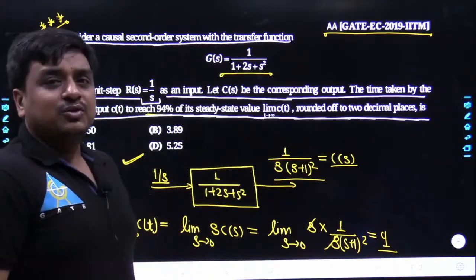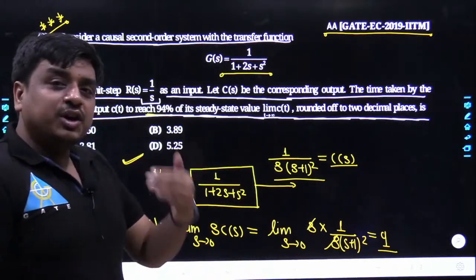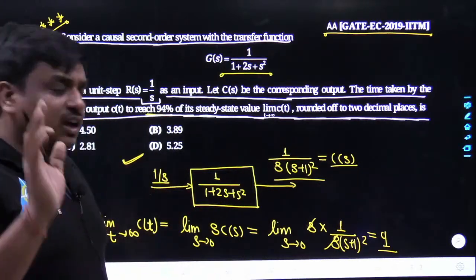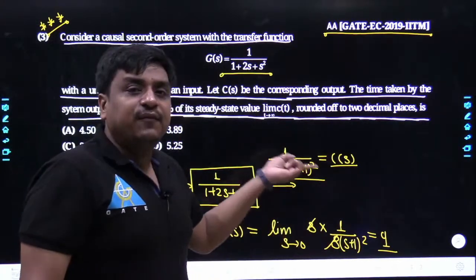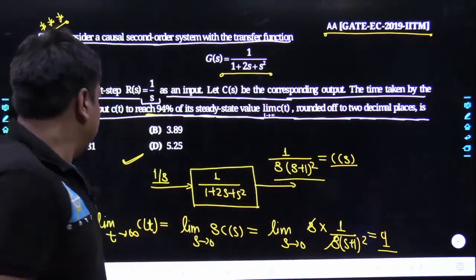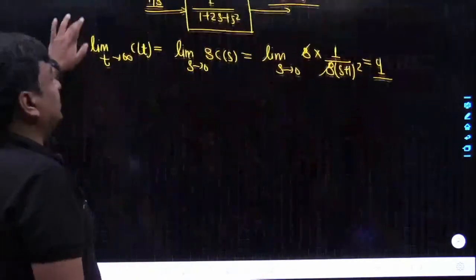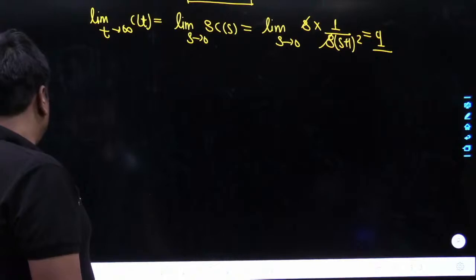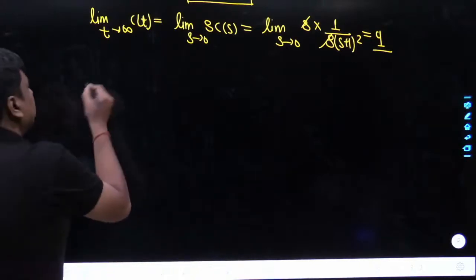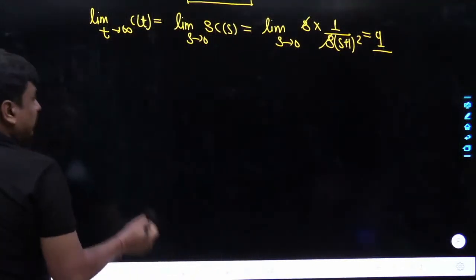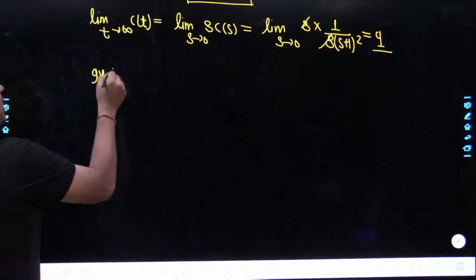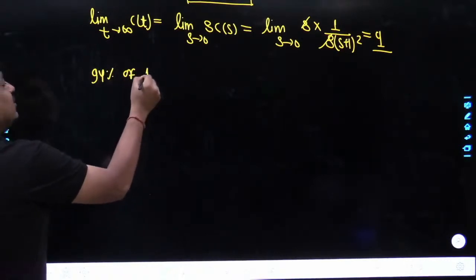Till this point nobody should have any doubt as such, but now I wanted to know how much time the system would take to reach 94% of its steady state value. So may I know what it means by 94% of its steady state value? That means I wanted to know the time taken by the system to reach 94% of its steady state value, which is nothing but 1.